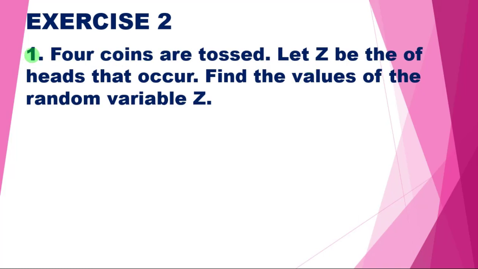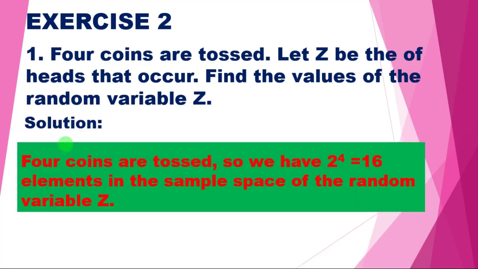Number 1: 4 coins are tossed, and let Z be the number of heads that occur. Find the values of the random variable Z. So it is similar to the activity before. So let's start with the solution. And we have to note here, 4 coins are tossed. So we have 2 raised to 4.